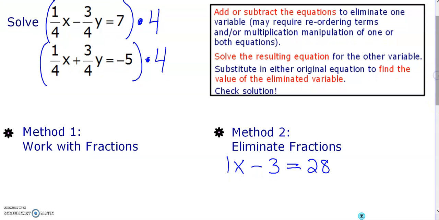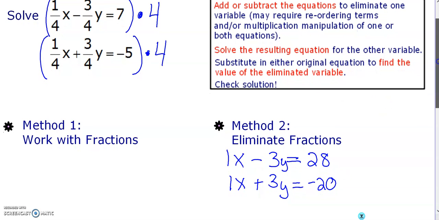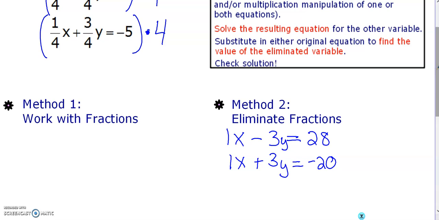I'm going to work with the second equation. 1/4 times 4 is 1x. 3/4 times 4 is a +3. Oops, I forgot the y in my first equation. Let me write that in. And -5 times 4 is -20. Now I've got my equations looking similar to what I'm used to. They are stacked, so we're ready to add.